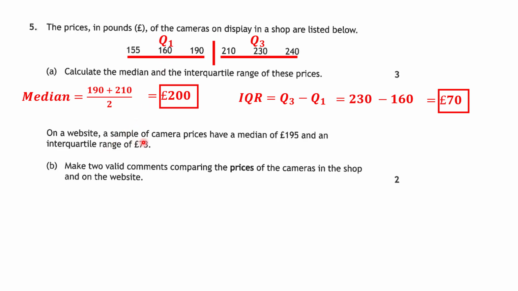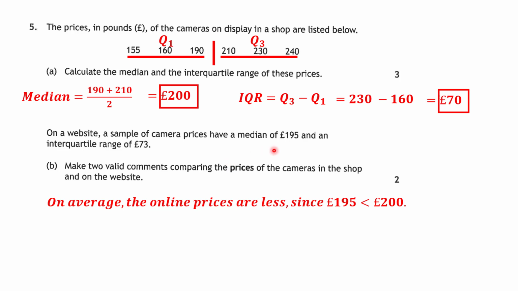Now, on a website, a sample of camera prices have a median of £195 and an interquartile range of 73. Make 2 valid comments comparing the prices of the cameras in the shop and on the website. Now, if we look at it, we have a median here of 195 and a median there of 200. So we can say on average, the online prices are less because 195 is less than 200.